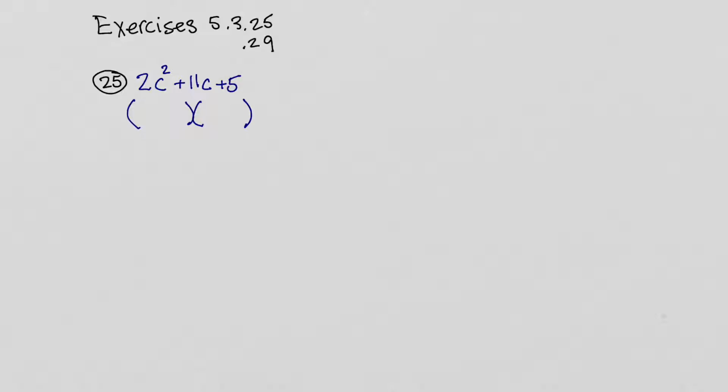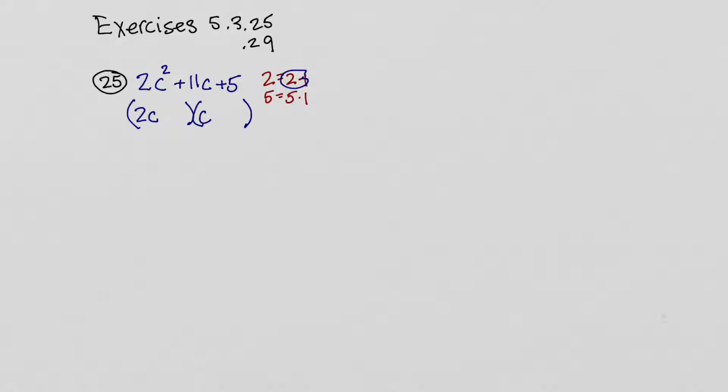Well, fortunately, these numbers are prime, so there's only one way to get each one of them. The 2 we can get only with a 2 and a 1, and the 5 only with a 5 and a 1. So let's try this. Let's take the 2 and the 1. Let's put the 2c here and the 1c here. And now the decision that we have to make is, with the 5 and the 1, where are we going to put the 5, where are we going to put the 1? Should we put the 5 here, or should we put it over here?